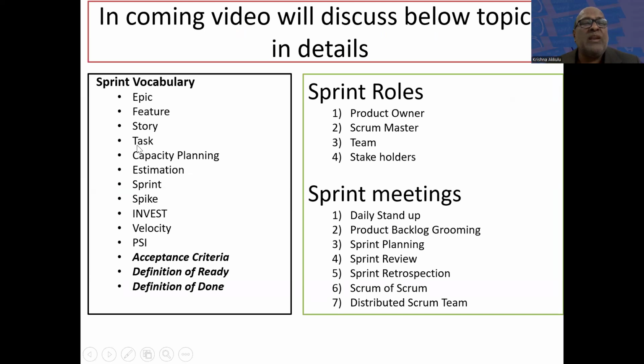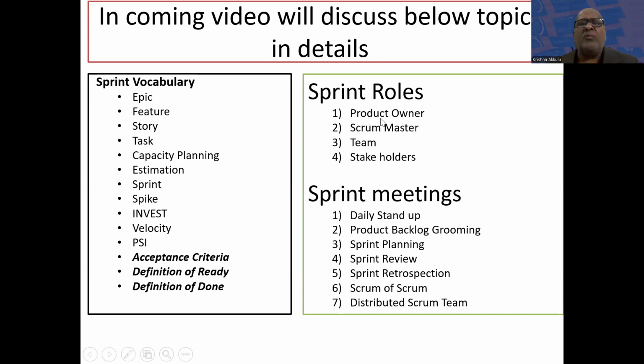Epic, feature, story, task, we discussed already. This story, or user story, capacity planning, estimation, sprint, spike. Acceptance criteria we discussed. Definition of ready, to some extent we discussed. Definition of done we discussed. But in the coming meetings, we are going to discuss in detail, and we'll get more clarity and become more familiar with all these things, and the technical meaning of each word, right?